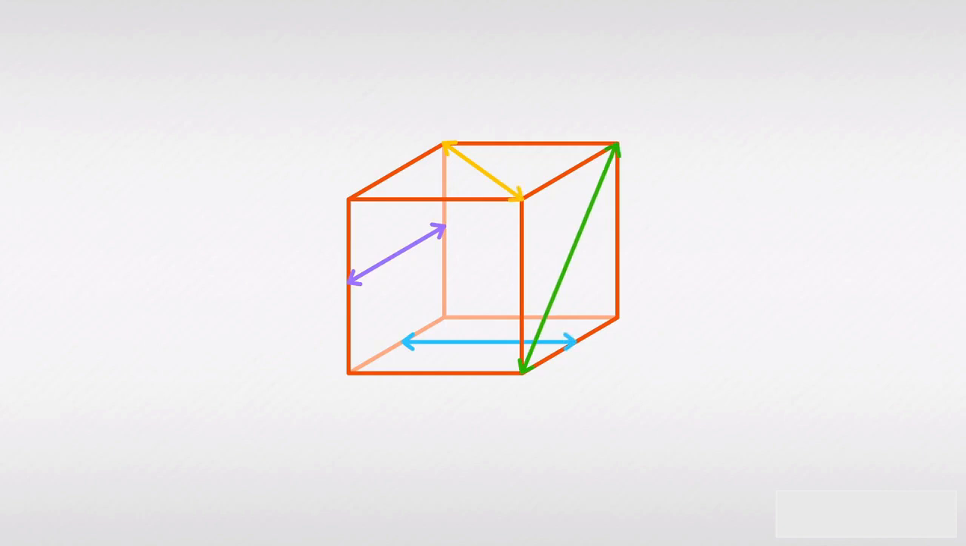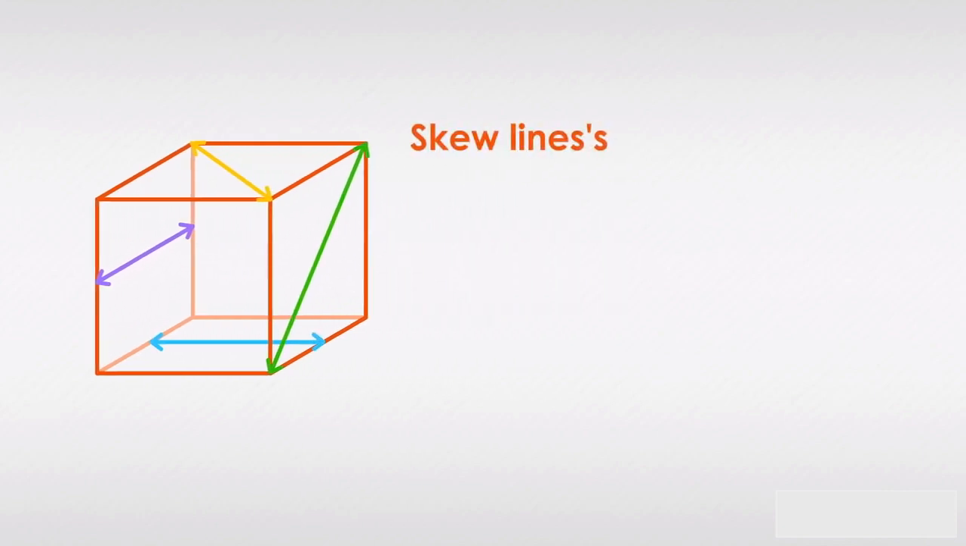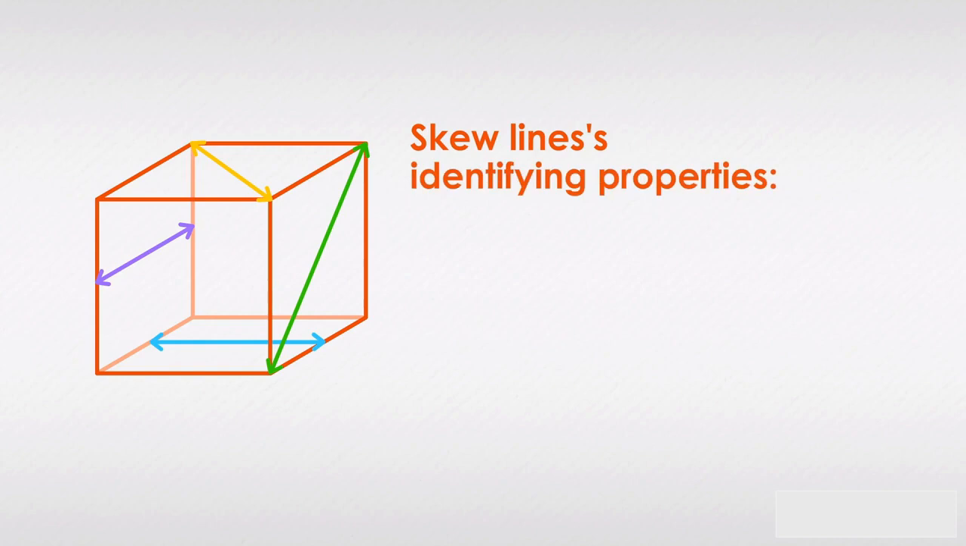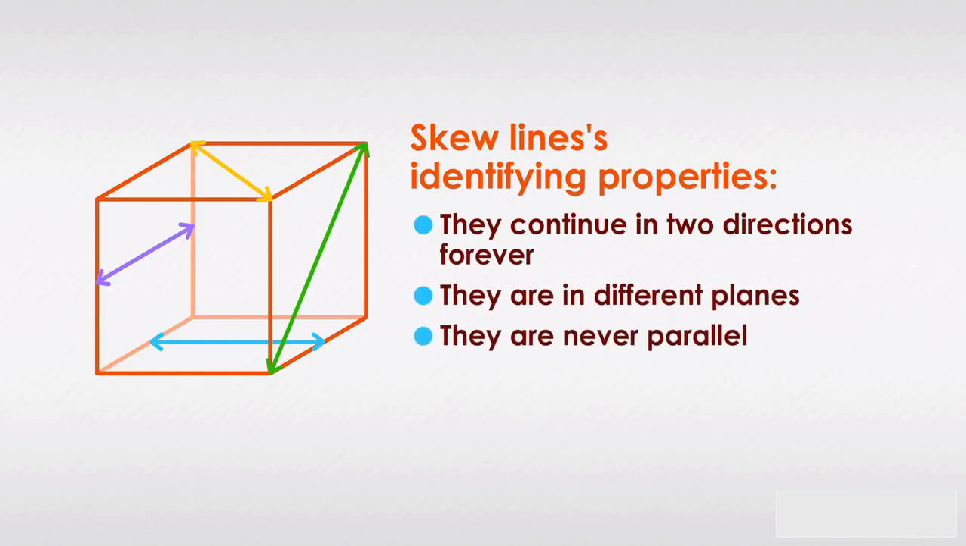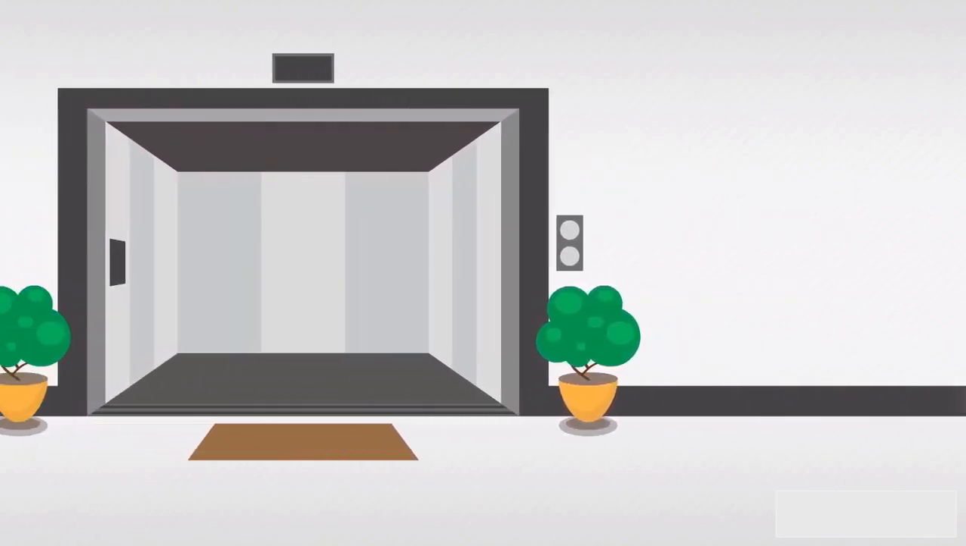They would not cooperate. Skew lines have several identifying properties that make the big wooden box impractical. They continue in 2 directions forever. They are in different planes. They are never parallel. They never intersect. Let's take a look at some examples of skew lines.